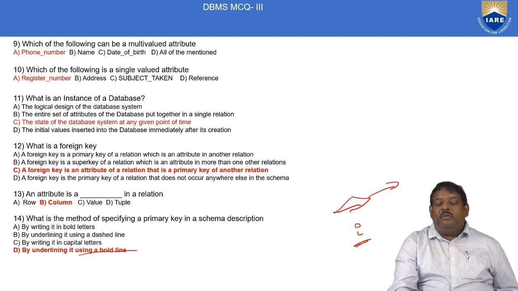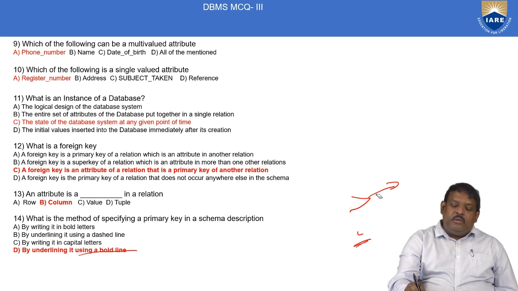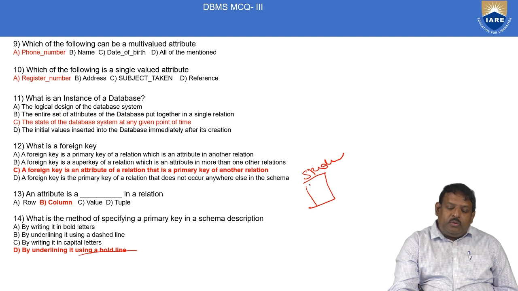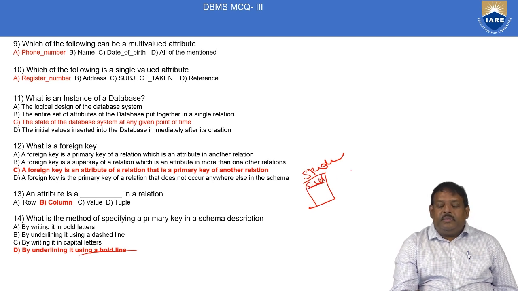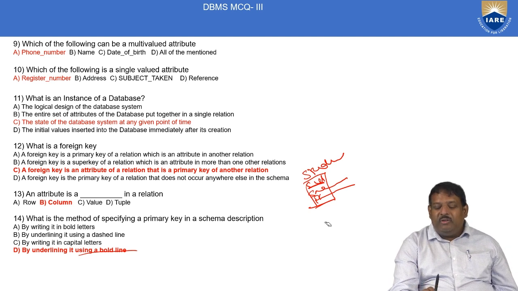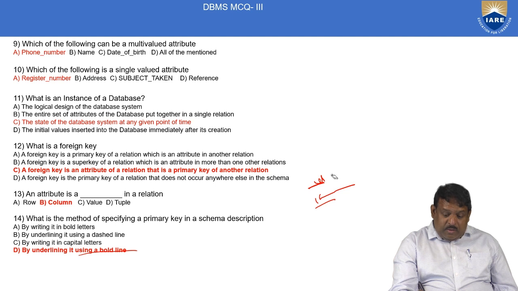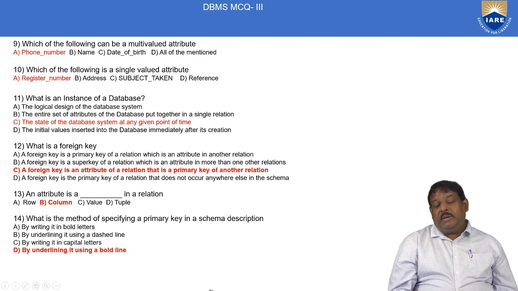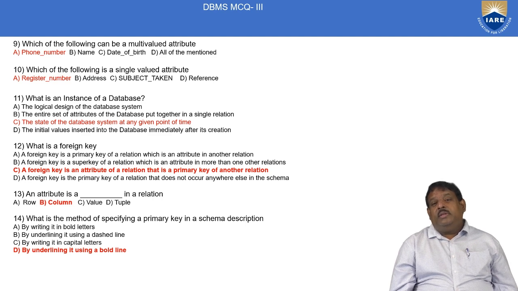Underlining using a bold line is how we define a primary key in a relation. Suppose you have an entity called student. Here the student ID is the primary key. We will underline it. Next would be name, then phone number, etc. So the underscore means the underlined attribute is the primary key. When you see the entity diagram, by seeing the underline you know this is the primary key.